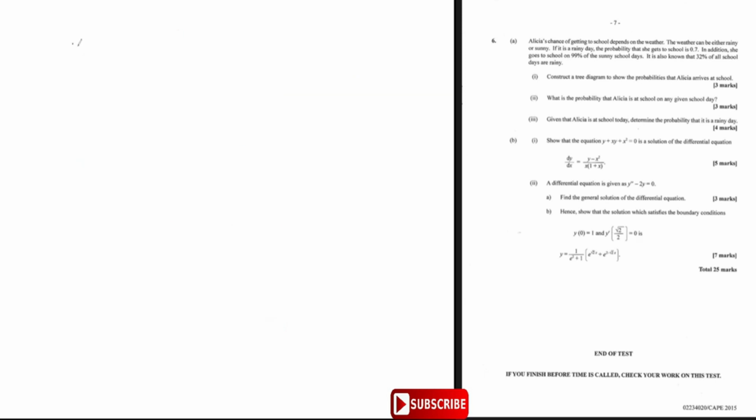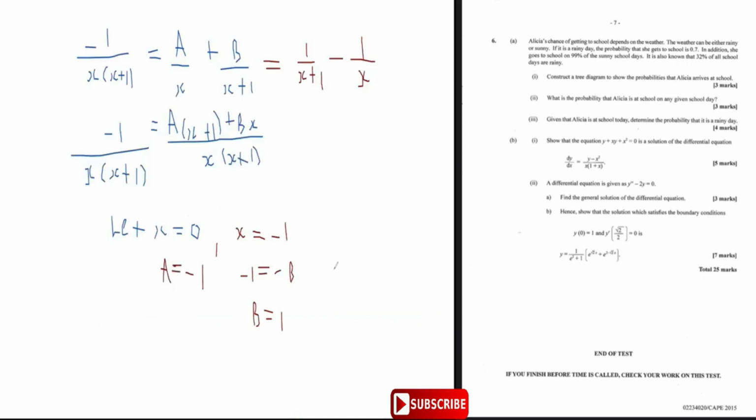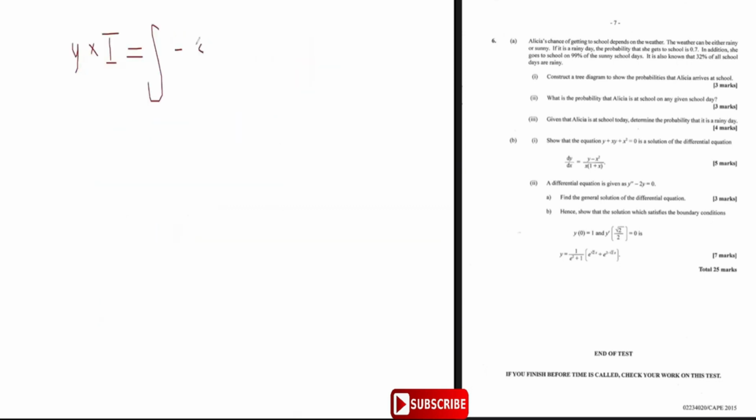So the general solution is going to be y times the integrating factor I, and that's equal to the integral of f of x times the integrating factor I. In this case, our f of x was minus x over 1 plus x. So this is equal to the integral of minus x over 1 plus x times our integrating factor I dx.